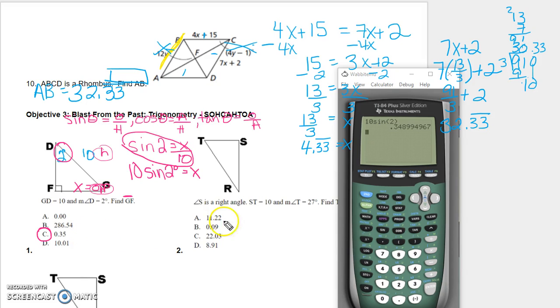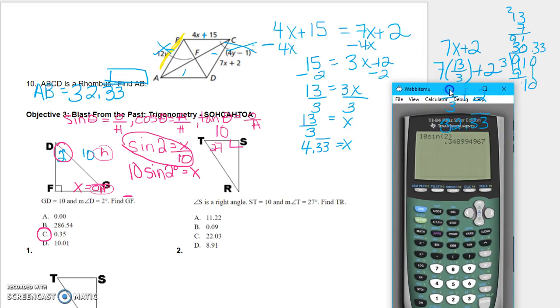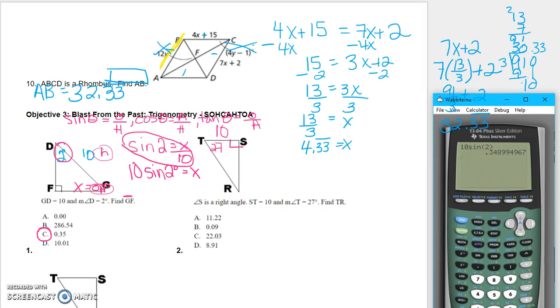Okay, number 2 tells me this is my right angle. It tells me ST is 10 and angle T is 27. And they want me to find TR. Okay, here's TR. I'm going to put an X there. 27 is my theta.